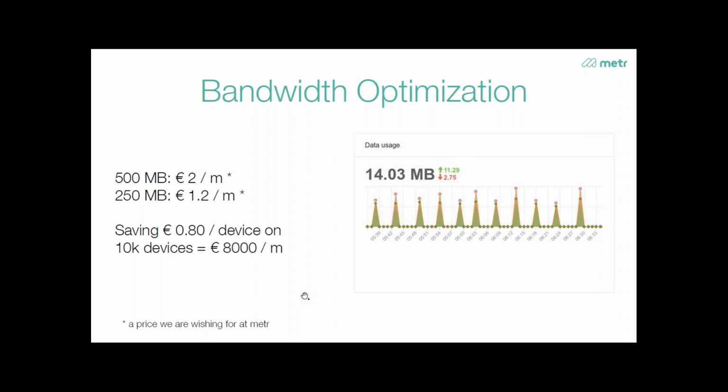But if you have a price of €2 per month, for example, and you scale that down to 250 megabytes, where you might pay €1.20 per month, you're going to save 80 cents per device, which doesn't sound like much. But of course, if you have 10,000 devices, we're talking €8,000 a month, right? So this scales up quite a lot.